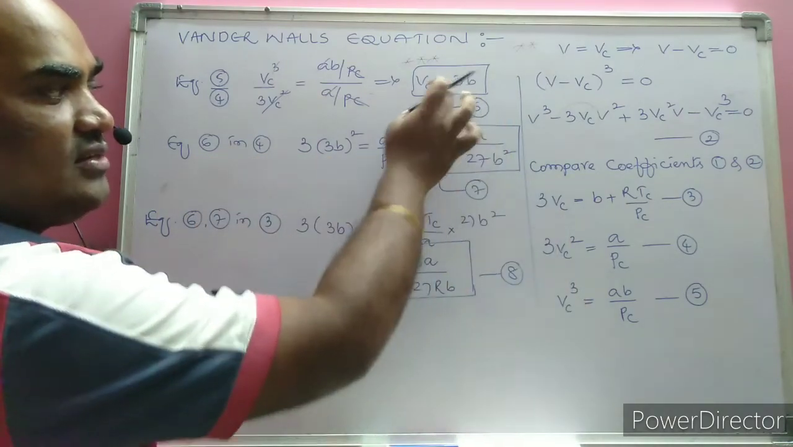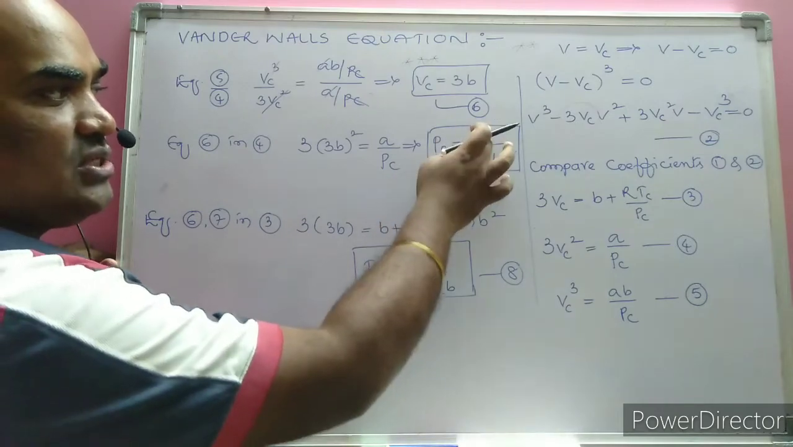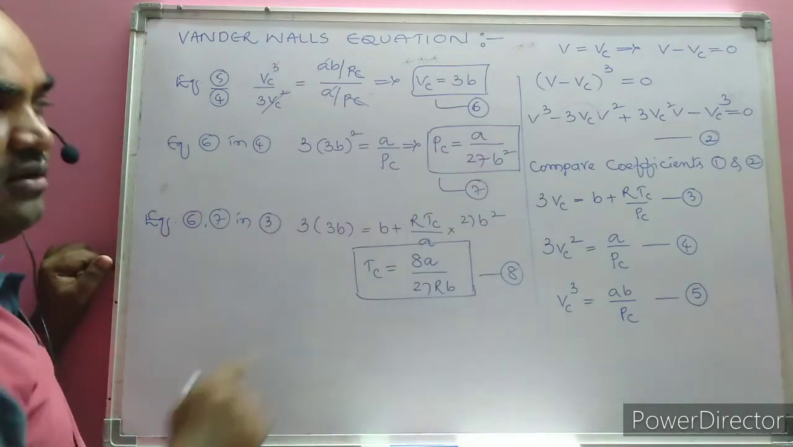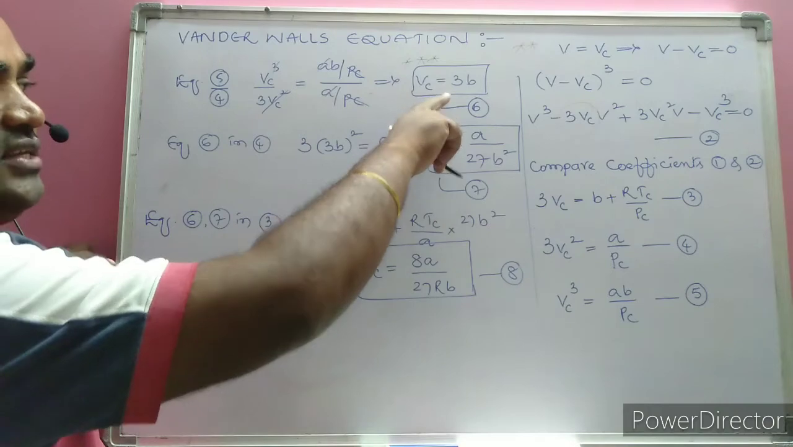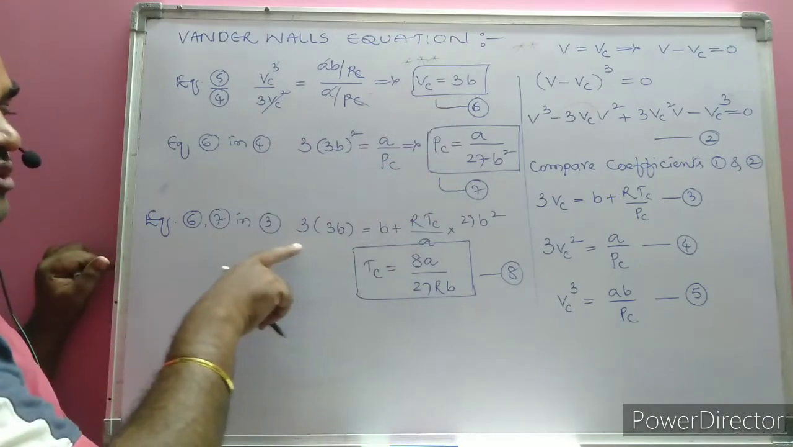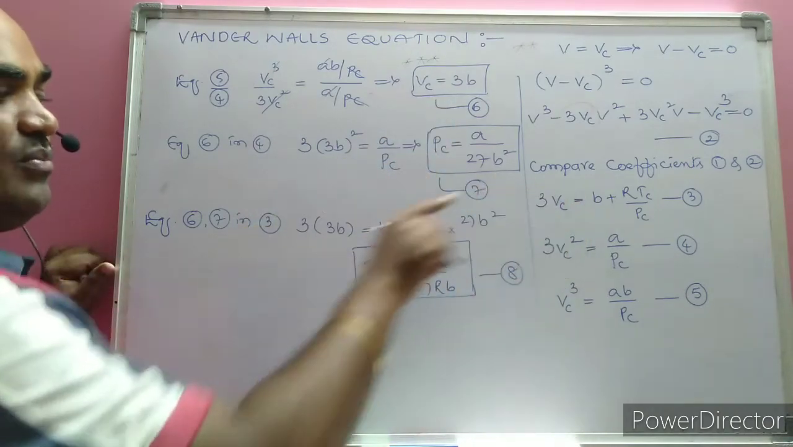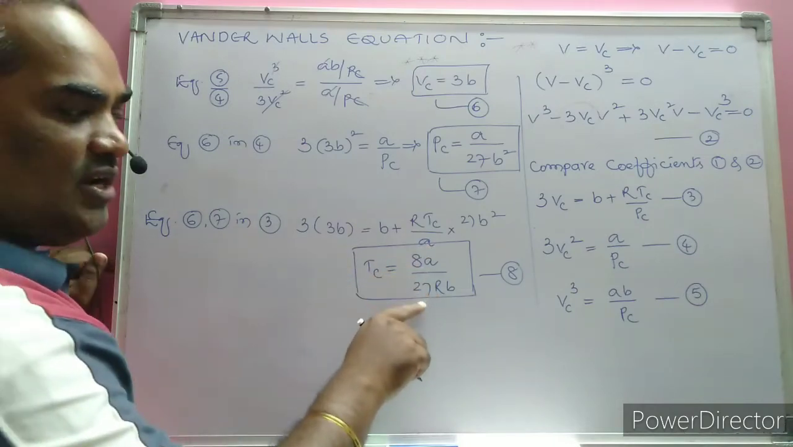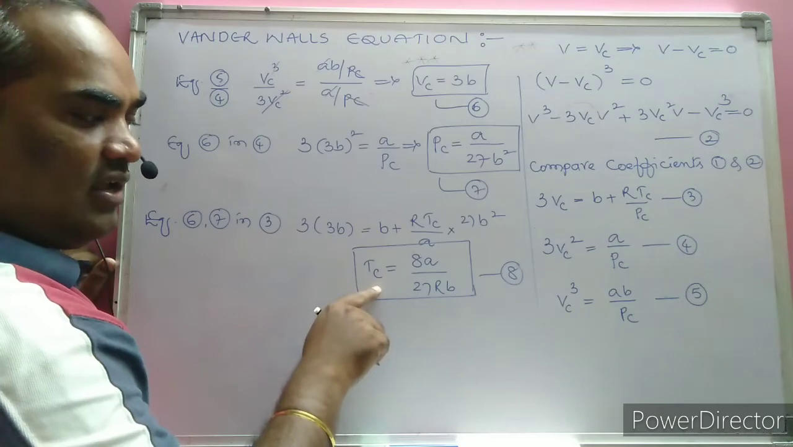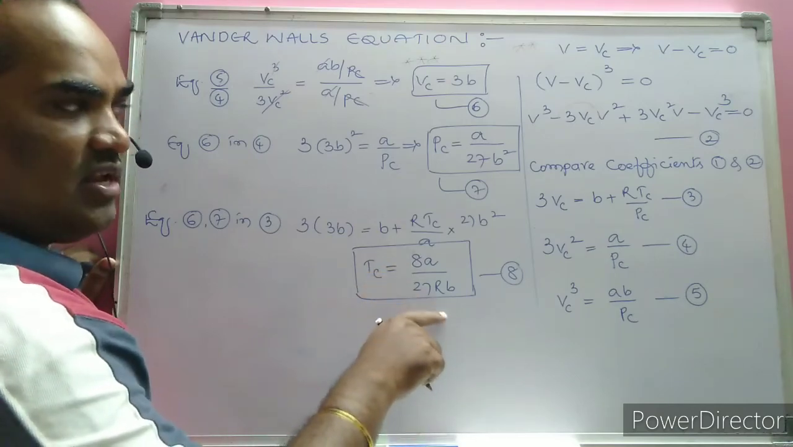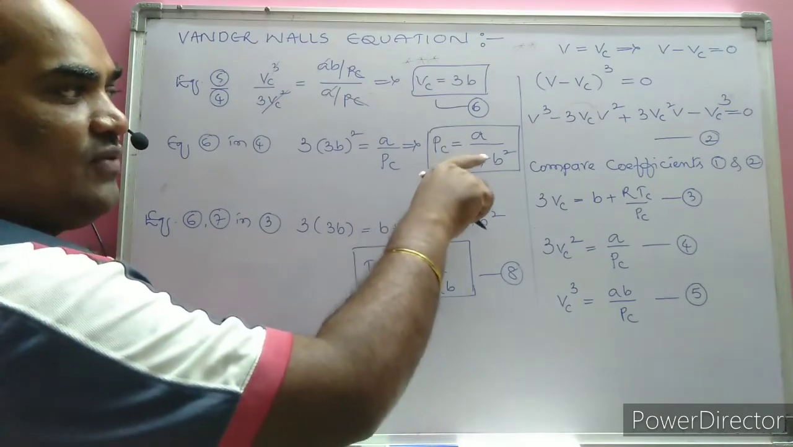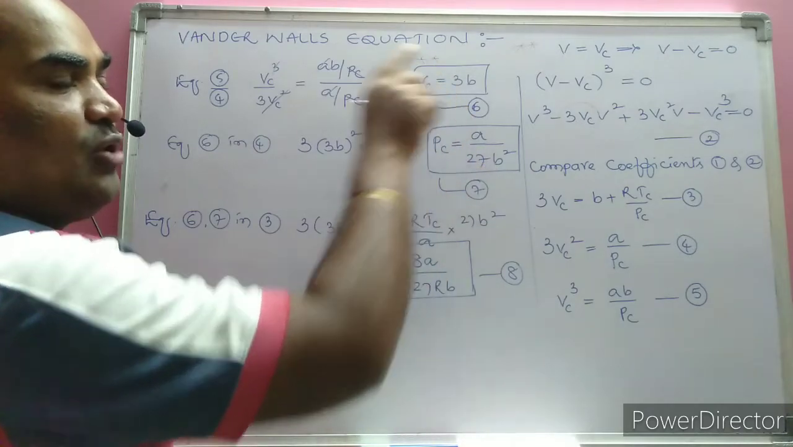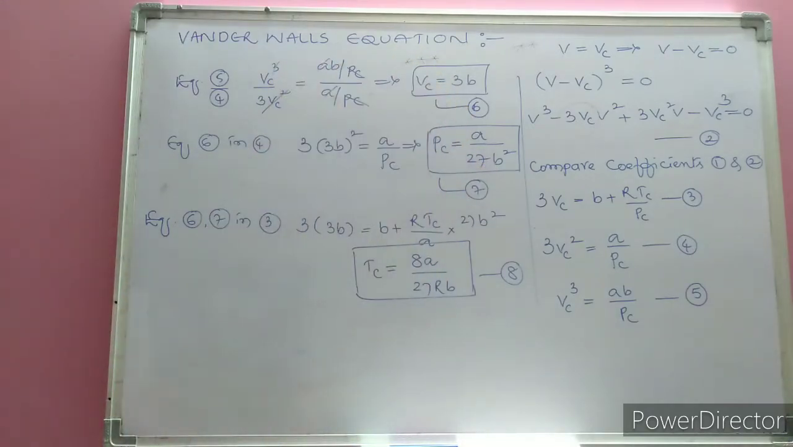3 into Vc square is 3b. On solving, Pc is equal to a by 27b square. Equation number 6: the Vc and Pc values are substituted in the Tc equation number 3, then we get Tc is equal to 8a by 27Rb. Critical temperature is 8a by 27Rb, critical pressure is a by 27b square, and critical volume is 3 times the volume correction factor.